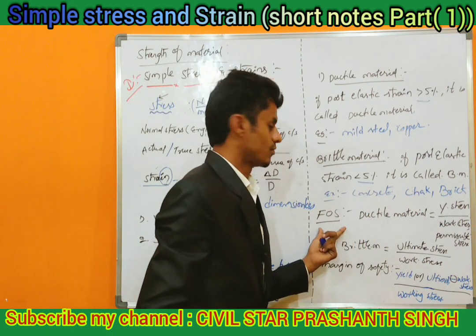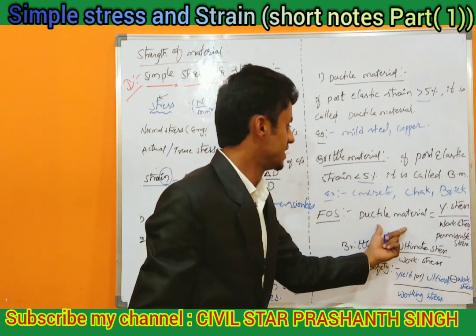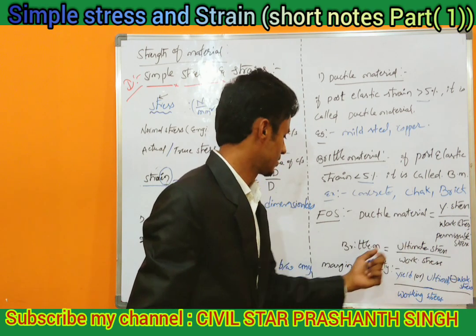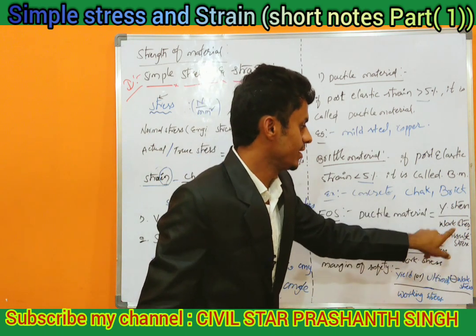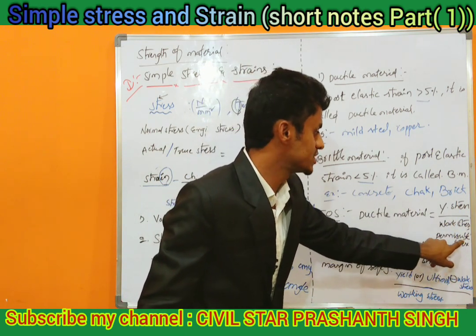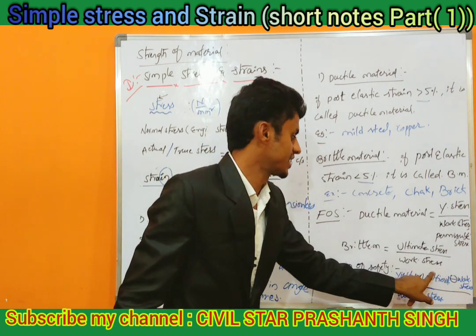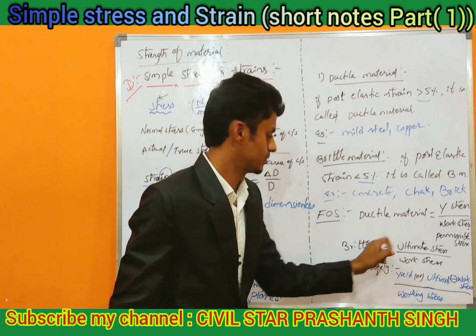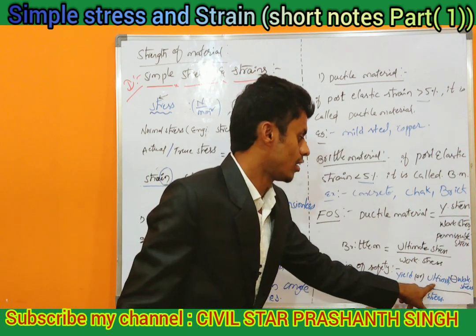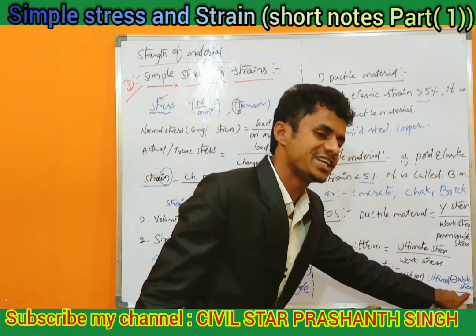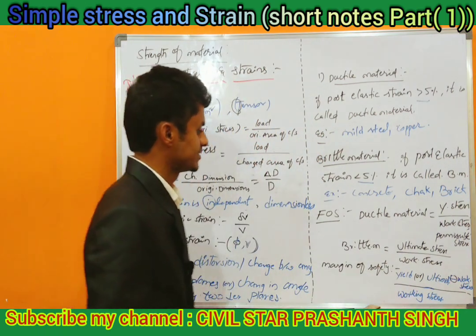Next one, what is factor of safety? You can see here, for ductile material it is different, for brittle material it is different. For ductile material, what is the factor of safety? Yield stress by working stress or permissible stress. For brittle material, ultimate stress by working stress. Margin of safety: what is the margin of safety? Yield or ultimate stress minus working stress, by working stress.